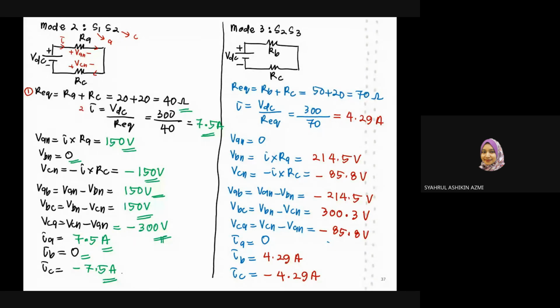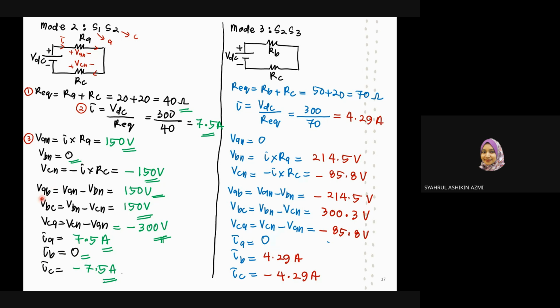Okay, for step number 2, you need to find your current. So the current, VDC is 300 divided by the equivalent resistor of 40 ohm, you get 7.5 ampere. Okay, next, step number 3, you need to find your phase voltage. VAN, I multiplied by RA, you get 150 volt. VBN equals to 0. There is no switch that is turned on for phase B. And VCN will be equal to negative VDC, negative 150.